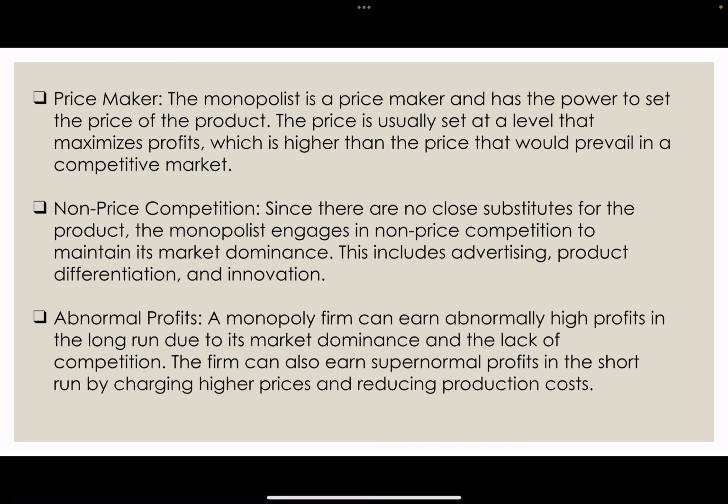Price maker. The monopolist is a price maker and has the power to set the price of the product. The price is usually set at a level that maximizes profits, which is higher than the price that would prevail in a competitive market.